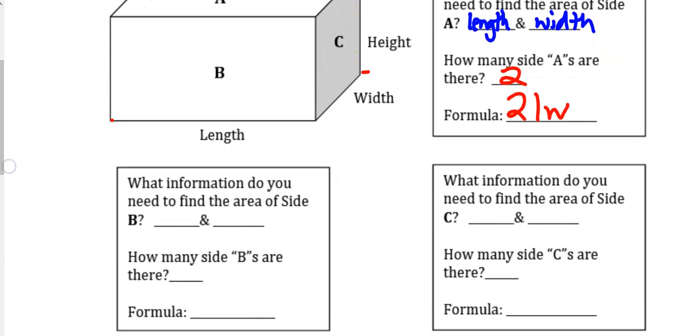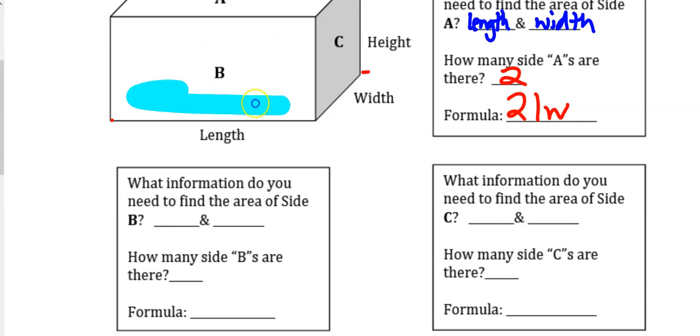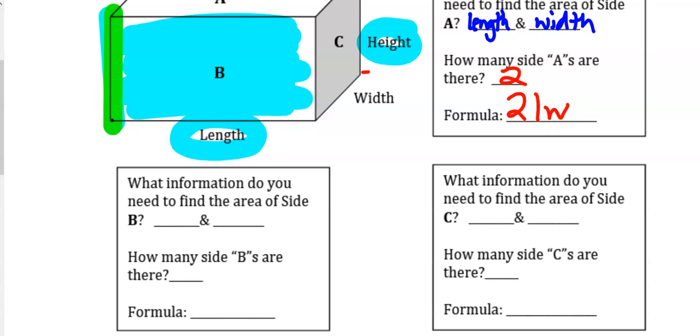Now we're going to explore side B. So if you guys take a look here, side B, this is the front of the shape. So side B, you can see, can be found by multiplying the length times the height, okay? Because the height would be this part of the shape. Let me make that a little more clear. This part of the shape would be the height, and then the length would be the same one we used to find the top and the bottom.